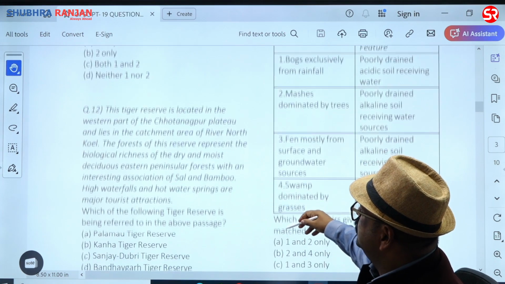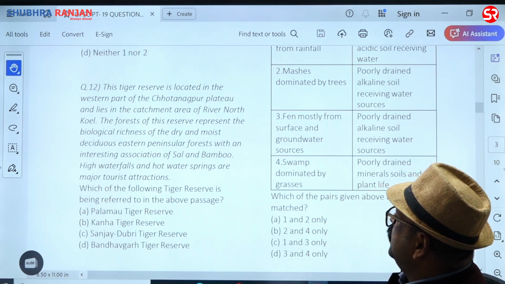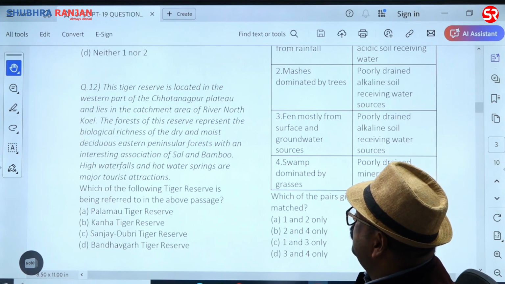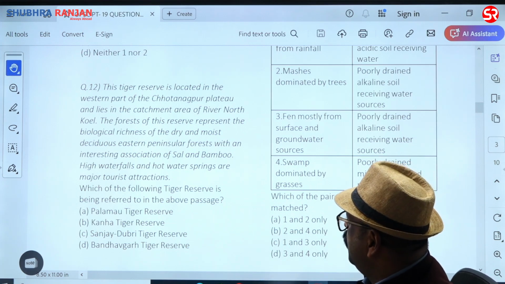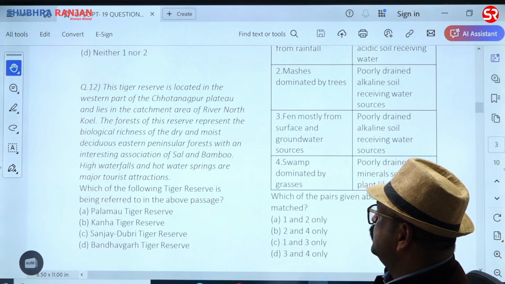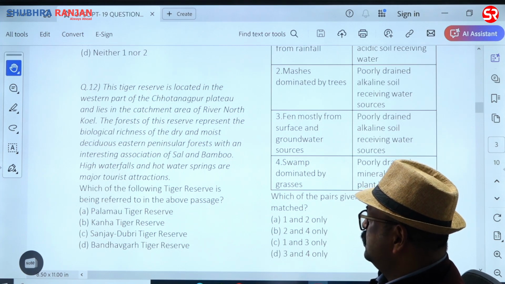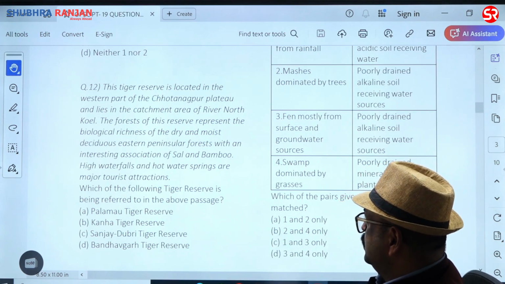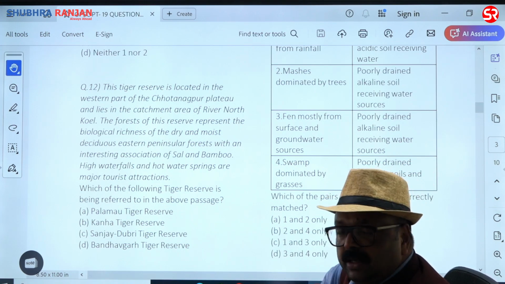The tiger reserve is located in the western part of the Chota Nagpur Plateau and lies in the catchment area of the river North Koel. Palamu, go there. North Koel. The forest of this reserve represents the biological richness of dry and moist deciduous eastern peninsular forest with an interesting association of sal and bamboo. High waterfalls and hot water springs are major tourist attractions. Which of the following tiger reserves is being referred to in the above passage? And the answer is Palamu Tiger Reserve. It was the part of Project Tiger Reserve, but it is a blot on the name of Project Tiger.